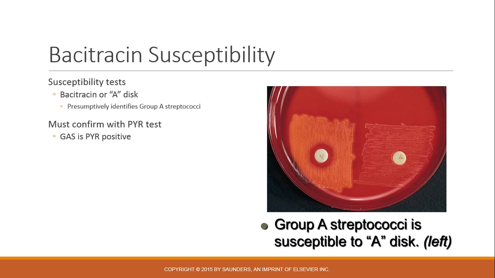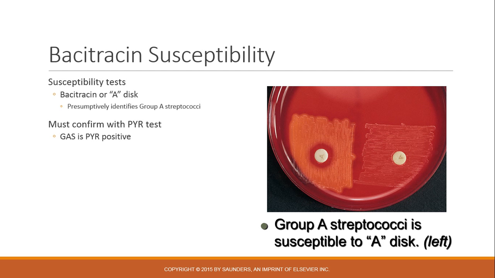Okay, so notice here we've got a nice lawn of growth of organism, and we can see it's beta hemolytic because it's killing all the red cells in this area, except where it's not growing. We've got a zone of inhibition around the A disc. Any size of inhibition is considered positive. On the right side, we've got an organism that's not beta hemolytic, and it's growing all the way up to the surface of the disc. So it's resistant.